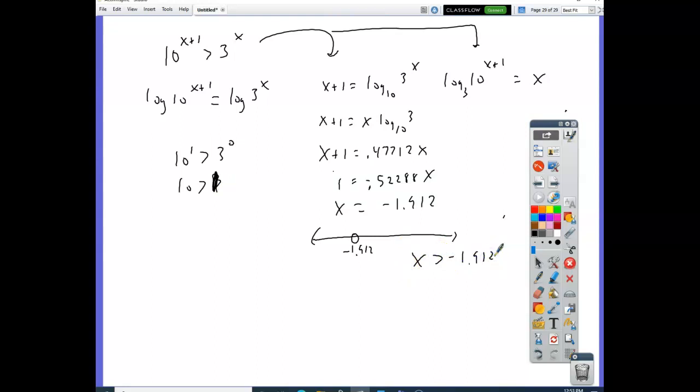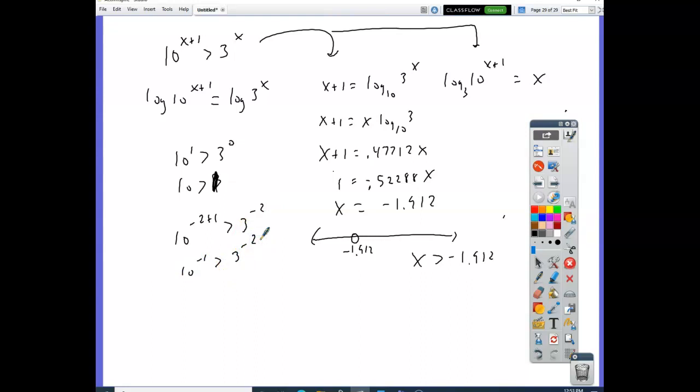But I should check the other one out. How do I check the other one out? Negative 2, and I get 10 to the negative 2 plus 1 is greater than 3 to the negative 2. That gives me 10 to the negative 1 is greater than 3 to the negative 2.